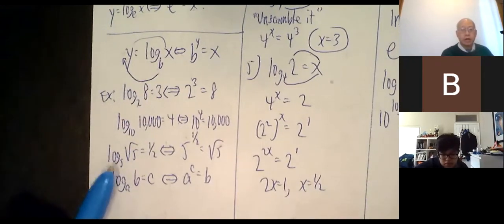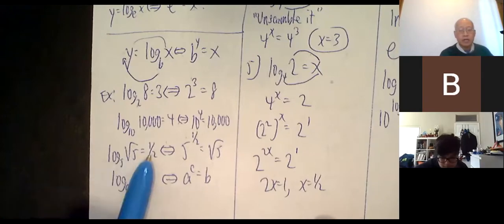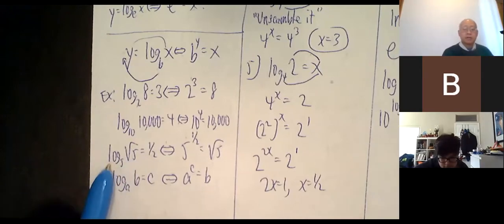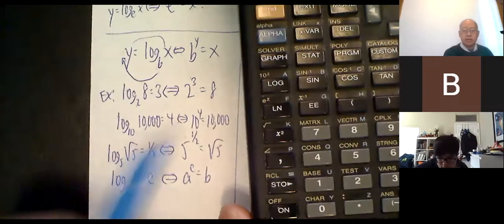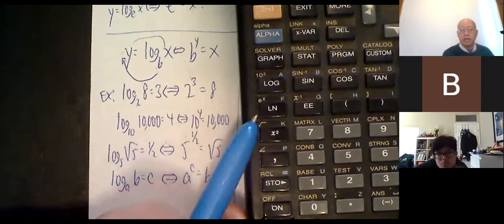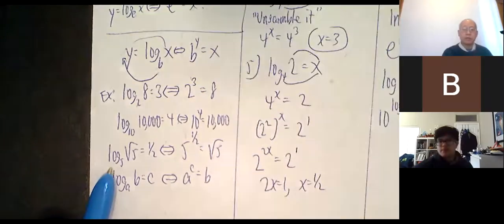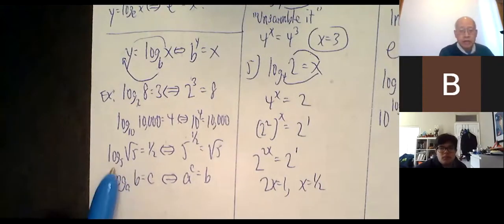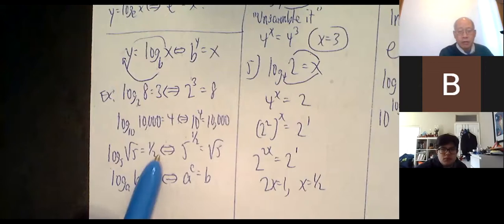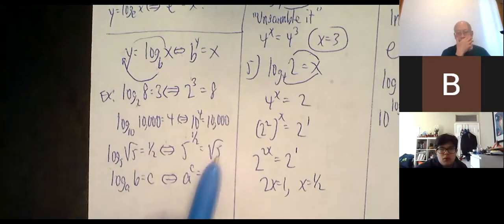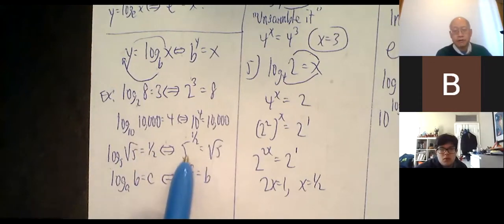Okay, log base 5 of the square root of 5 equals a half. So I can't do log base 5 on this calculator. I can only do base 10 and base e. If you have it, fine, but you can't use it solely. Okay, unscramble it. 5 to the 1/2 power equals the square root of 5. And of course, we know that's the definition of 5 to the 1/2.